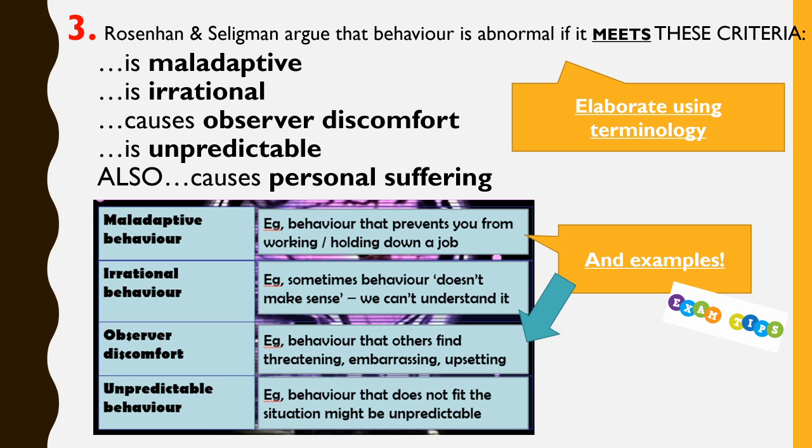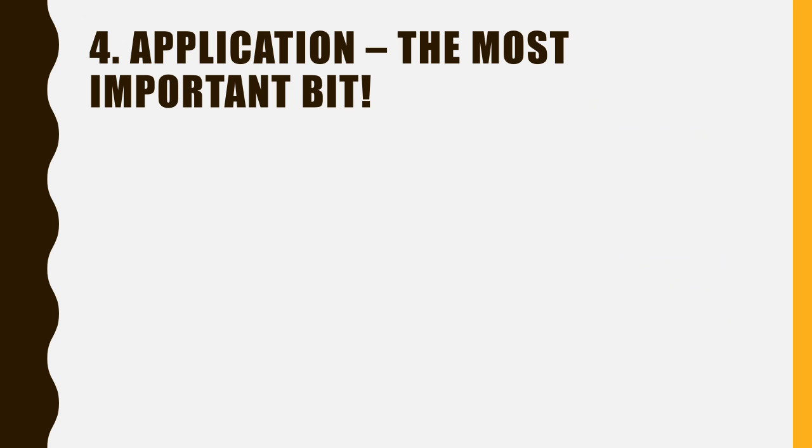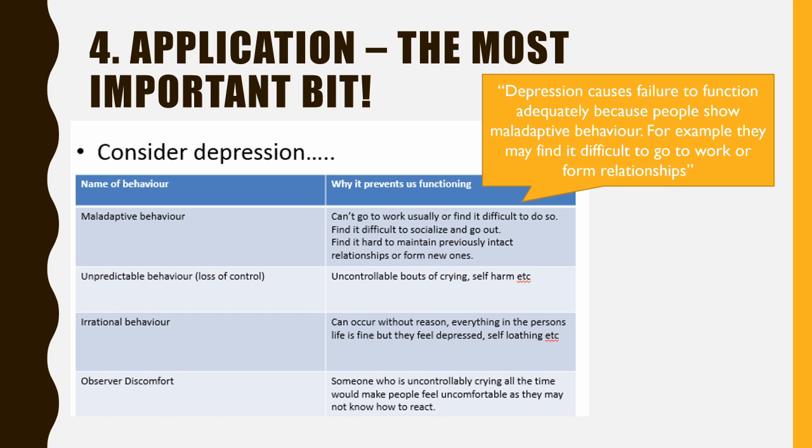Hopefully you've realised using this structure that the next section is to apply it. So get your examples popped in and then we'll move on to the next little phase. So how do we apply those 4 characteristics to a disorder? Easiest disorder to apply these characteristics to is depression. So I've already given you some examples here. I've named each of the 4 criteria proposed by Rosenhan and Seligman, and I've said why in a depressed person they are not functioning.